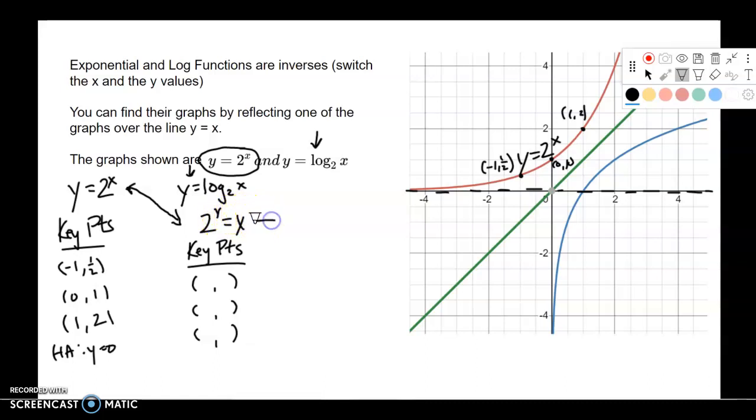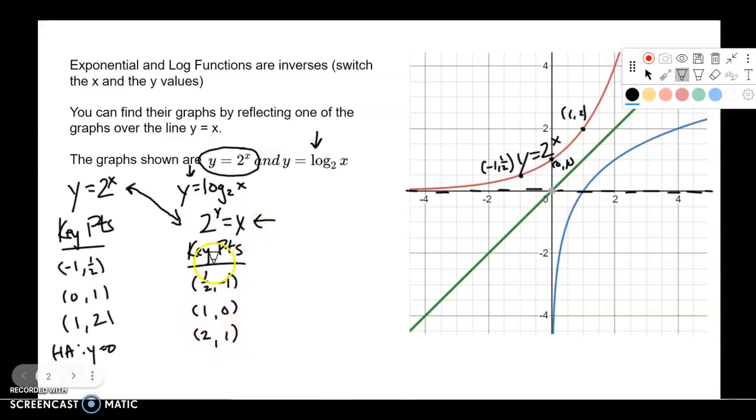But if we're to use this equation that we have here, 2 to the y equals x, we're going to have to plug in numbers for y, and that will actually give us answers for x. So if I plug -1 in for y to this equation, 2 to the -1 is 1/2. If I plug in 0, 2 to the 0 is 1, but x is 1. And then if I plug in 1, 2 to the 1 is 2, but x is equal to 2.